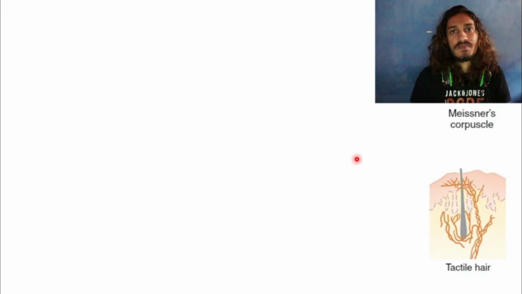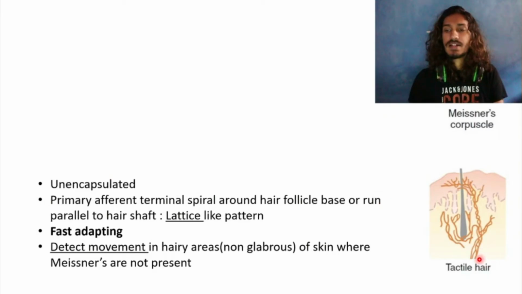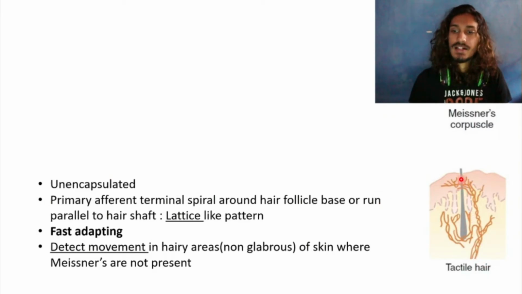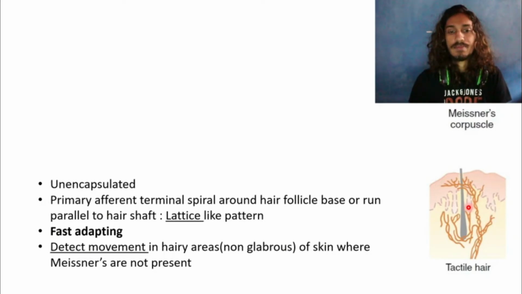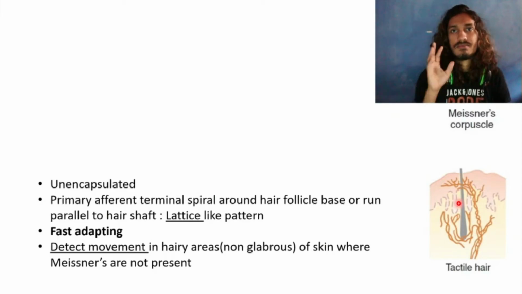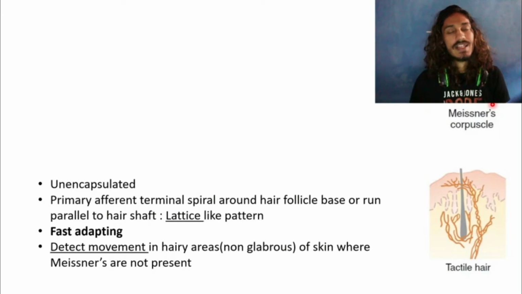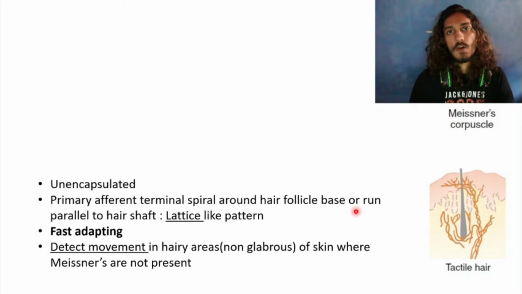But on the other hand, in areas which are hairy, such movements are detected by these tactile hairs. They are not encapsulated like this. There is a hair over here, and they're not encapsulated. They have afferent terminals which come along the base and parallel to the shaft, and they form a lattice-like network pattern. They are fast adapting but not encapsulated, and they detect movement in these areas. So in non-hairy areas, glabrous skin, it is your Meissner's corpuscle. In non-glabrous skin, which is hairy areas, it is your tactile hair that detects these movements. So that is the difference between them.